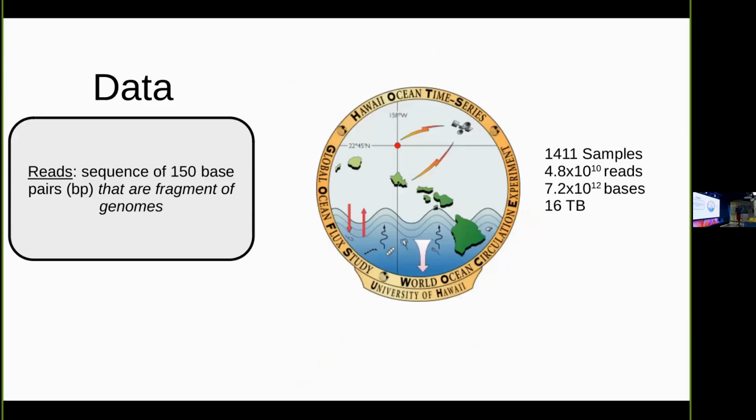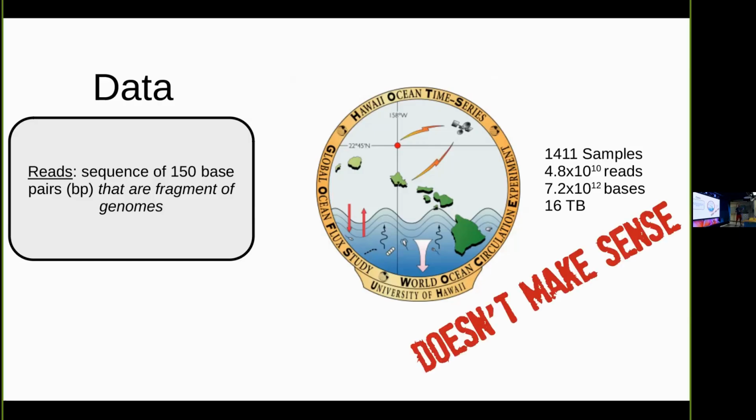So in this time series, we have sequences of 150 base pairs. The hypothesis is that each is a fragment of the genome of an organism present there. And we have more than 1,400 samples, which total 16 terabytes of data. However, as I told you before, those data don't make sense.